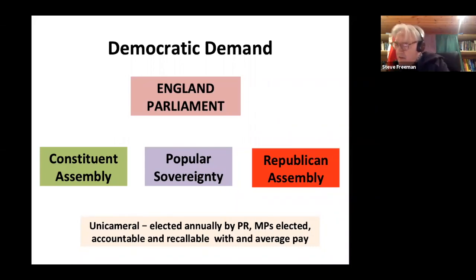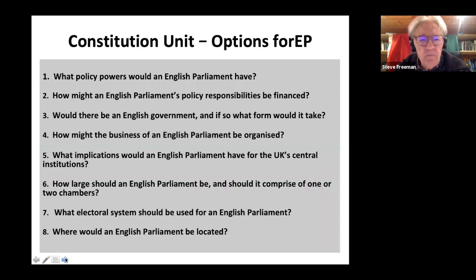So that leads me, I think, to two more. Okay, one more. There is two more. Here we go. There is the Constitution Unit.